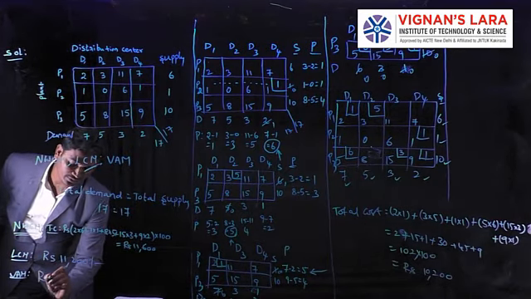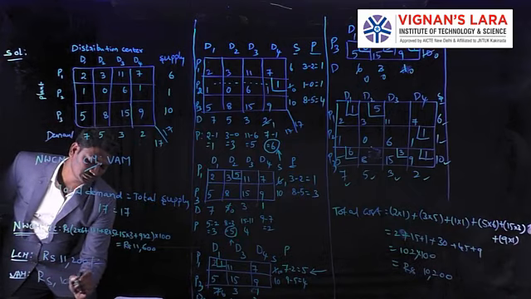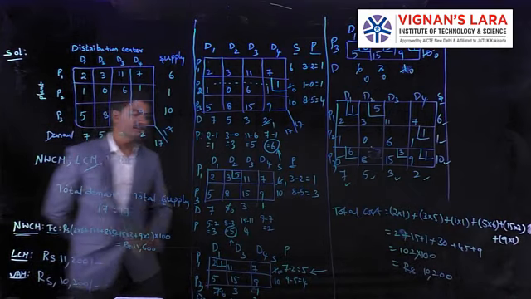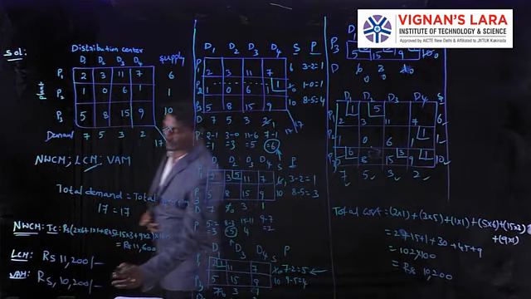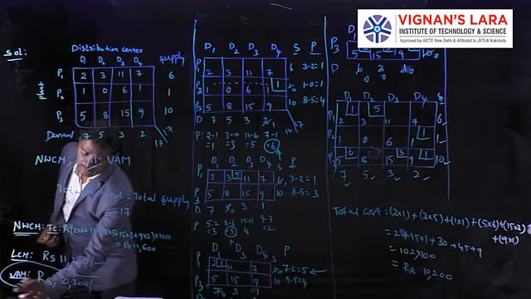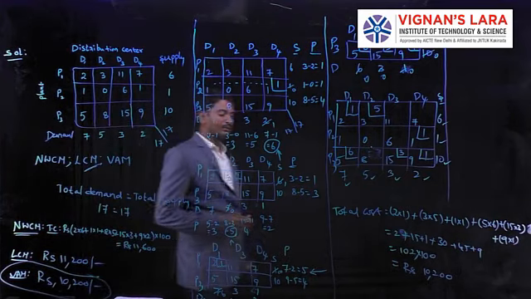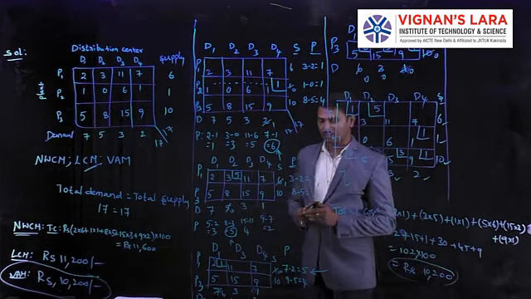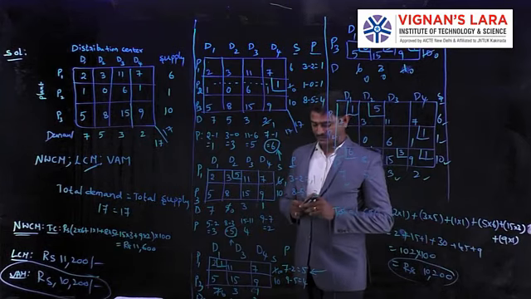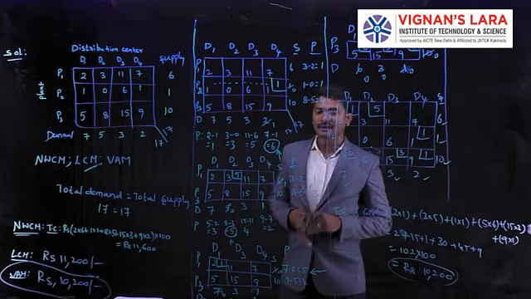The total transportation cost from the VAM method we obtained is 10,200. From these three, which method is better? From these three, we have the minimum cost at Vogel's approximation method. Our goal in this transportation is to minimize the cost.